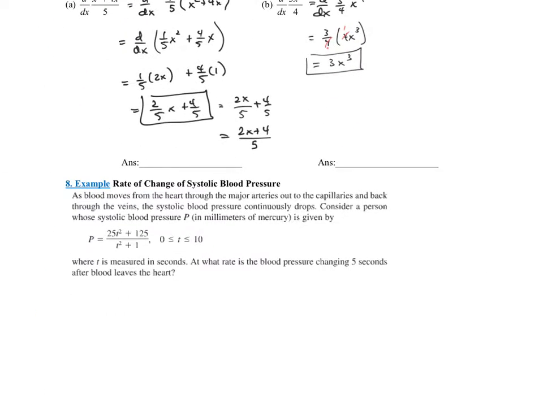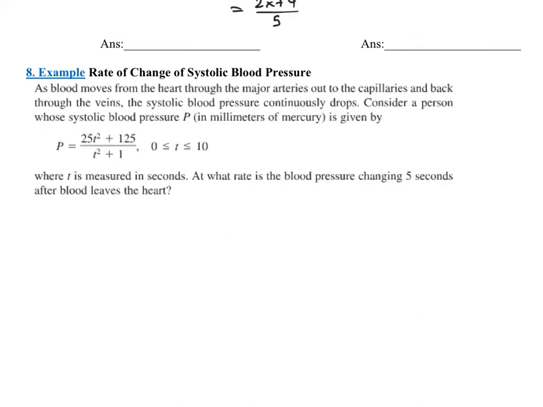Let's go ahead and look at those next examples here. It says rate of change of systolic blood pressure. As blood moves from the heart through the major arteries, out of the capillaries, and back through the veins, the systolic blood pressure continuously drops. Consider a person whose systolic blood pressure, P, in millimeters of mercury, is given by P equals 25t squared plus 125 all over t squared plus 1, for 0 less than or equal to t less than or equal to 10, where t is measured in seconds. So this is their systolic blood pressure over a 10-second period of time.